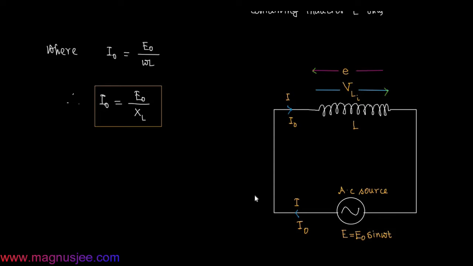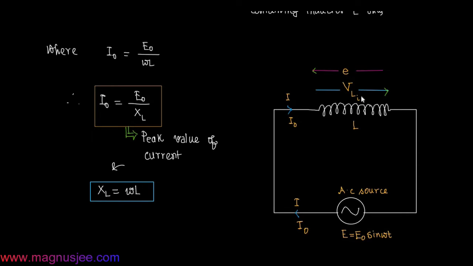In this case, X_L will be equal to omega L, and X_L will have the same dimension as that of resistance. I0 is equal to E0 by X_L, which is the peak value of alternating current flowing through the inductive coil L, and X_L is equal to omega L, where omega is the angular frequency of the alternating voltage. And if E0 is the voltage, then X_L should have the same dimension as that of resistance.